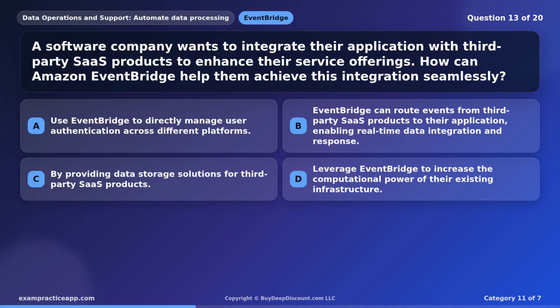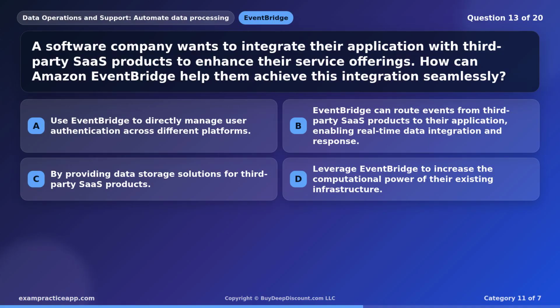Option C. By providing data storage solutions for third-party SaaS products. Option D. Leverage EventBridge to increase the computational power of their existing infrastructure. Take a moment to choose your answer. The correct answer is option B. EventBridge can route events from third-party SaaS products to their application, enabling real-time data integration and response.